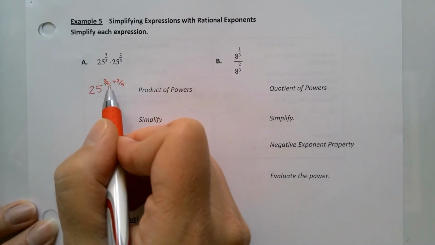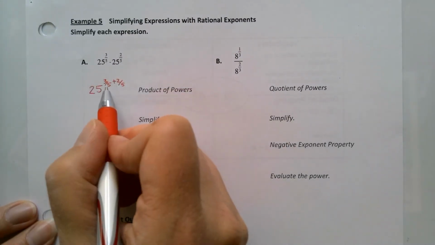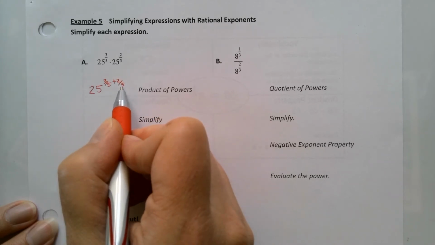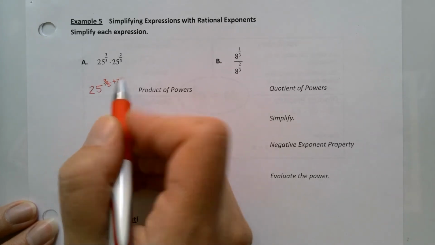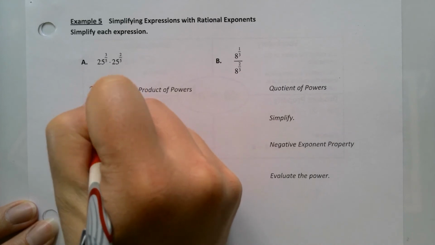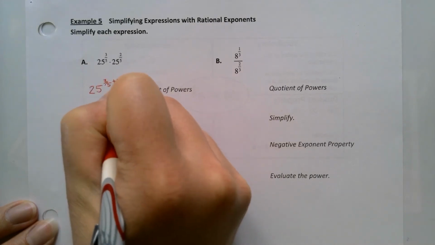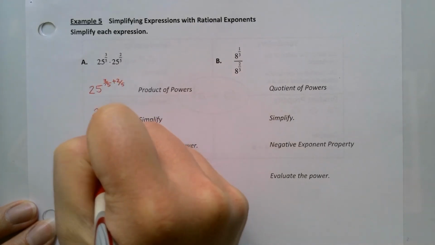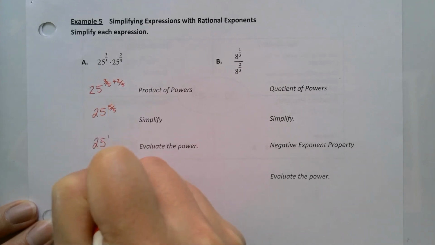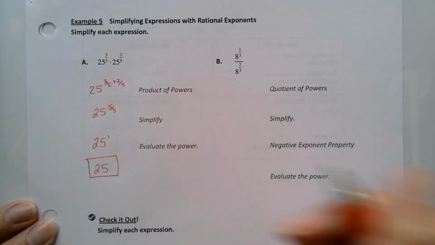We get it, 5 out of 5. But remember, when you add and subtract fractions, you need a common denominator. So I keep the 5, 3 plus 2 is 5. So I really do get 25, 5 over 5, which is 25 to the first. And so my final answer is simply 25.